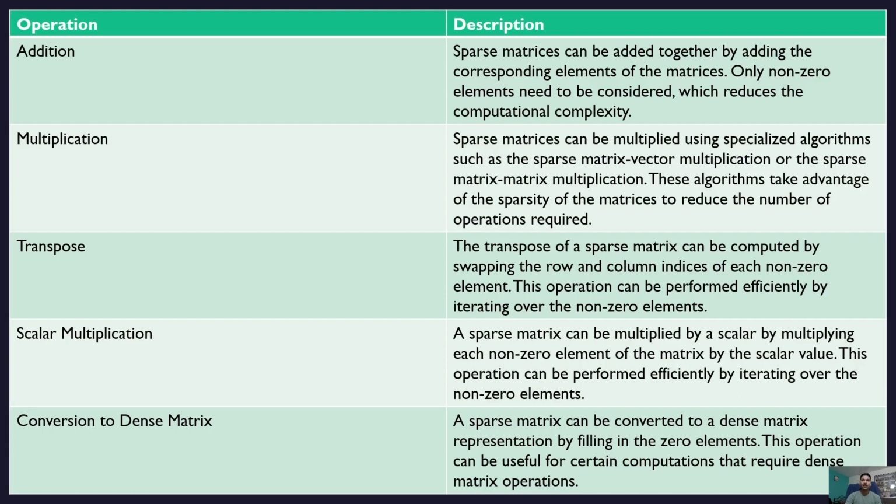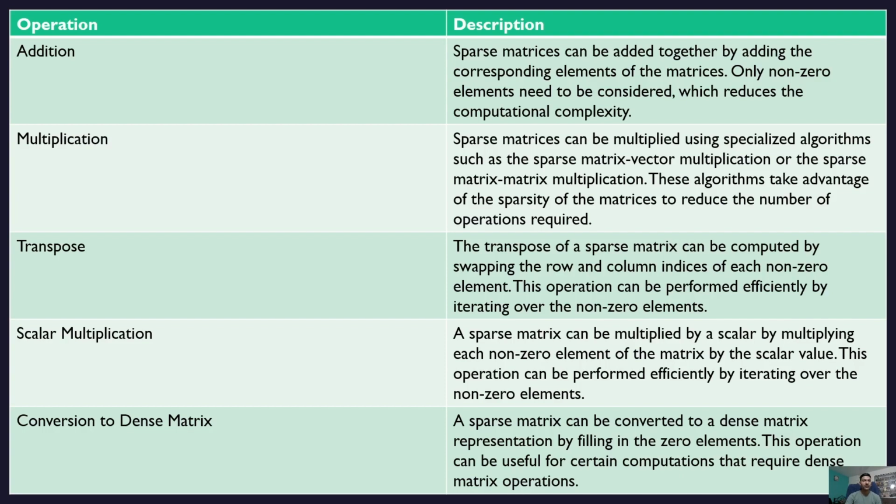Multiplication: sparse matrices can be multiplied using specialized algorithms, such as sparse matrix-vector multiplication or sparse matrix-matrix multiplication. These algorithms take advantage of the sparsity of the matrices to reduce the number of operations required. Transpose: the transpose of a sparse matrix can be computed by swapping the row and column indices of each non-zero element. This operation can be performed efficiently by iterating over the non-zero elements.